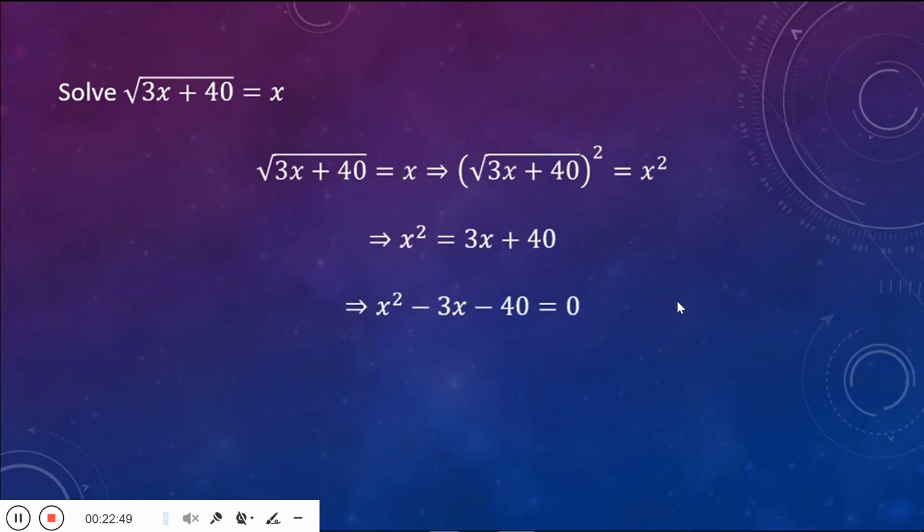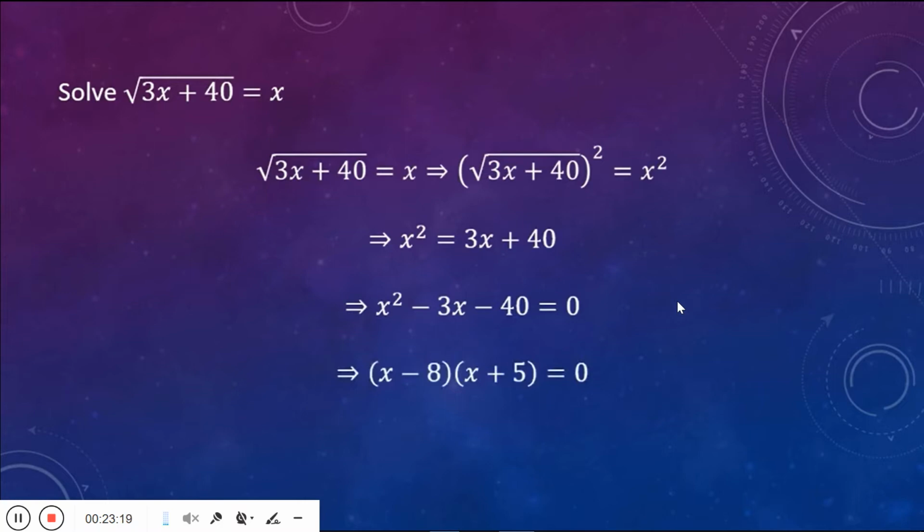Again, keep the number in front of your term with highest power of x positive. So to do that, subtract 3x and subtract 40 from both sides. I need two numbers that will multiply out to a negative 40 and add up to a negative 3. And we can accomplish that with a negative 8 and a positive 5.